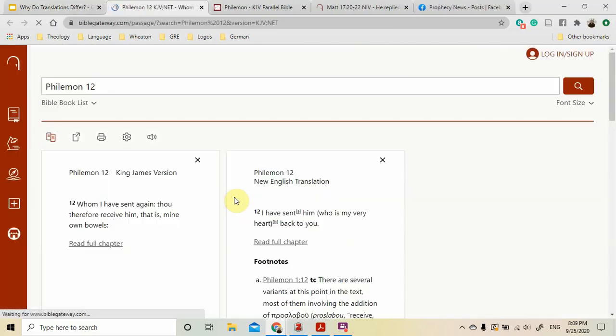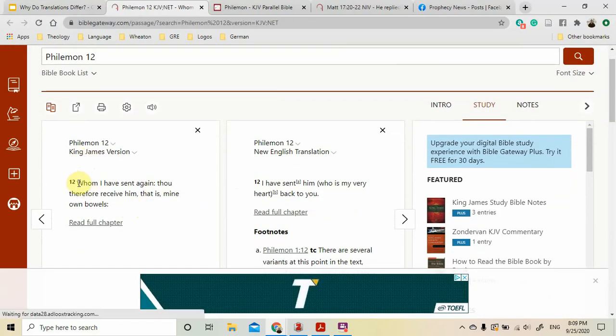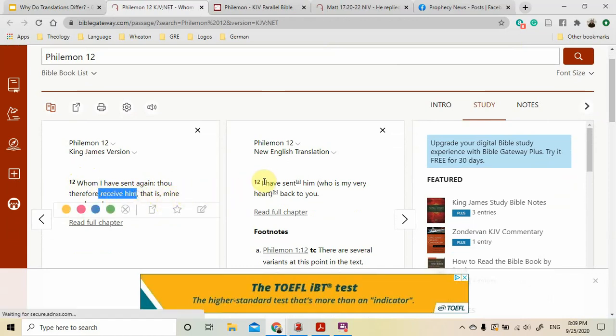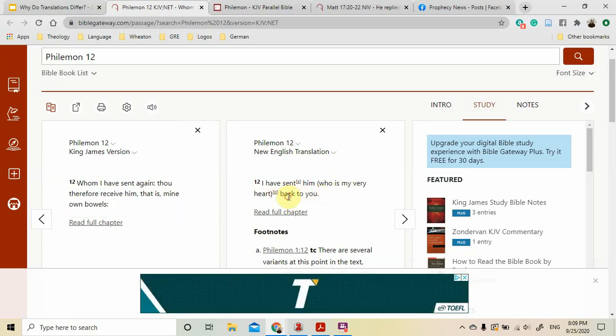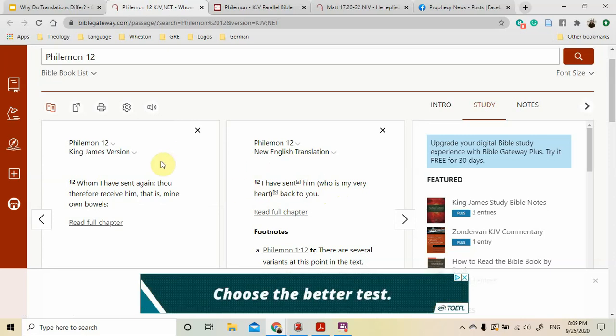So Philemon 12. You come across in your reading, King James: "Whom I have sent again: thou therefore receive him, that is, mine own bowels." And you see here, "I've sent him to you, who is my very heart, back to you." There's no "receive him" here. So you ask, is this because of a manuscript difference, or what's going on here?